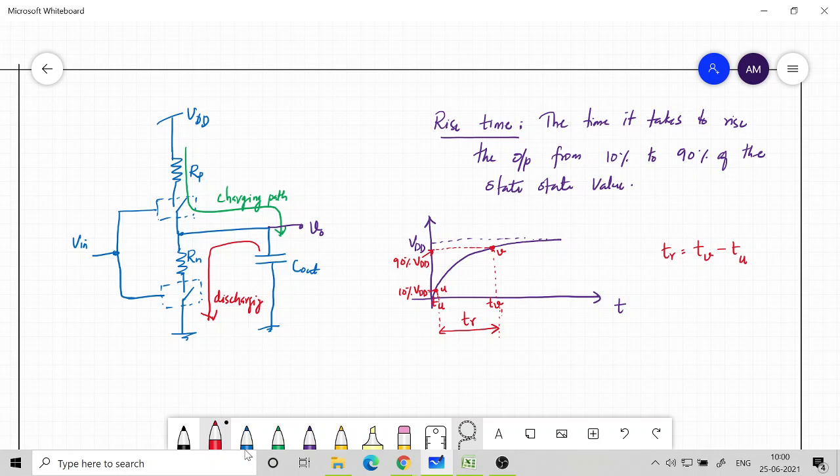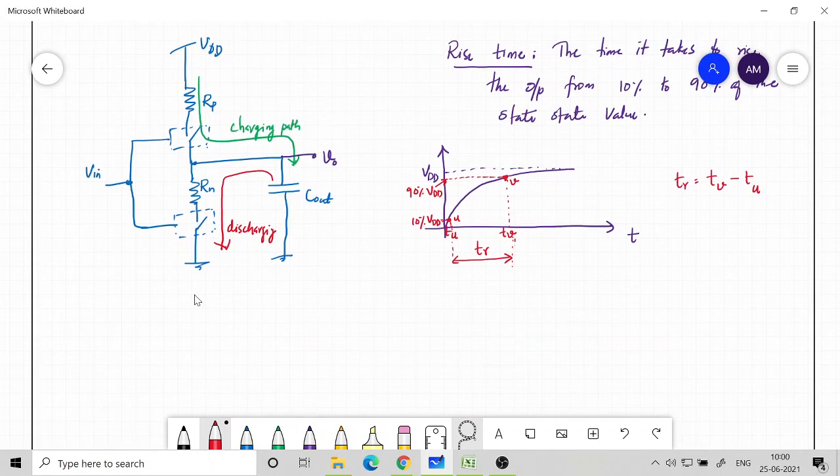So what is the expression for this? It is the same expression as for the step response of a first order system. If you recollect, let me call it V out. So this is our V out of T, V out of T while charging.